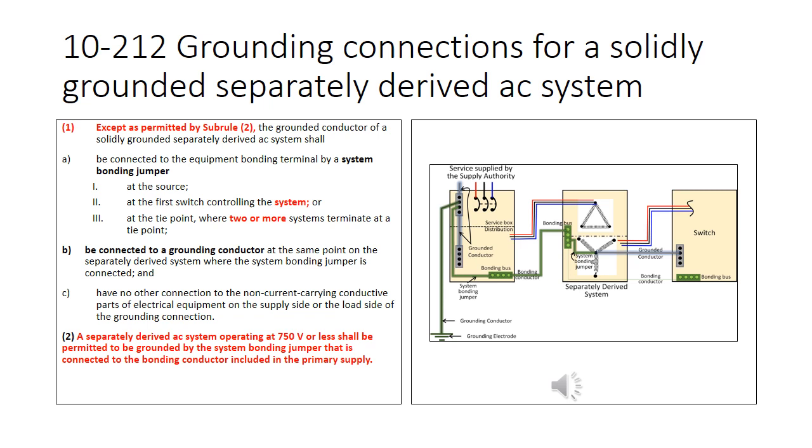10-212. Grounding connection for a solidly grounded, separately derived AC system. A delta Y transformer creates a new separately derived system. Grounding may now be accomplished by the bonding conductor included in the primary supply.